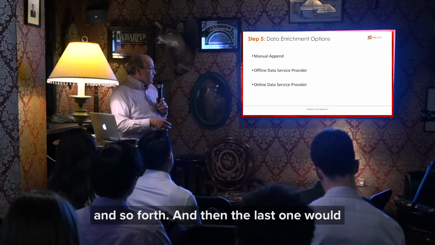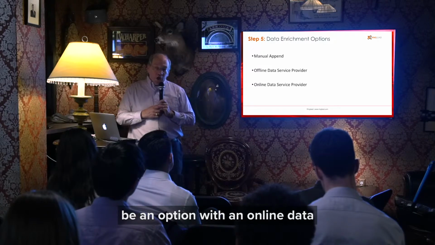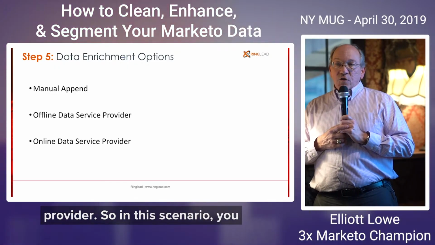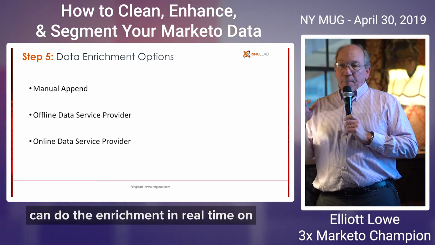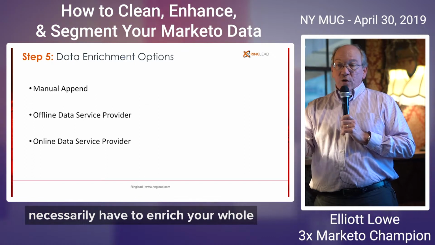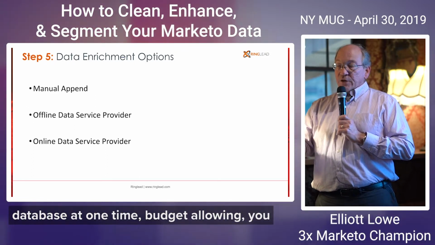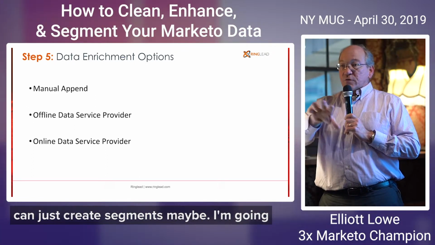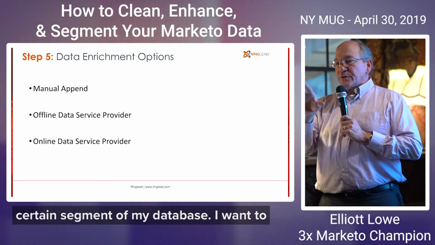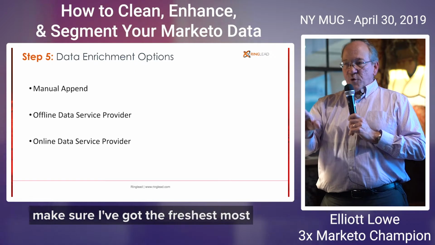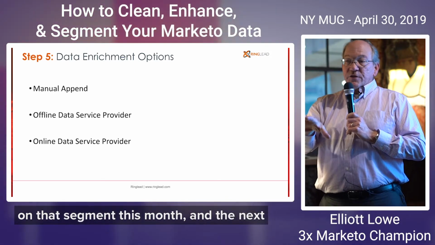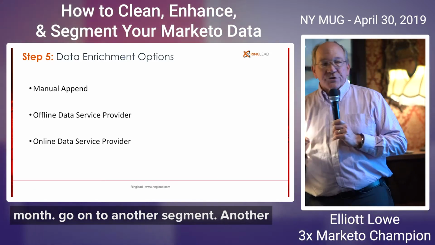And then the last one would be an online data provider. In this scenario, you can do the enrichment in real time on specific sets of data. So you don't necessarily have to enrich your whole database at one time, budget allowing. You can just create segments. Maybe I'm going to be doing a campaign targeting a certain segment of my database. I want to make sure I've got the freshest, most complete data. So you would run just on that segment this month, and then next month go on to another segment.